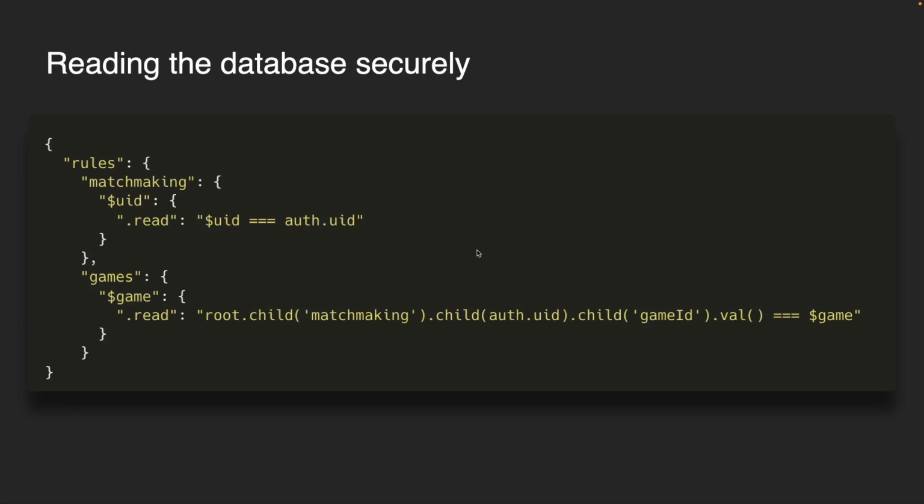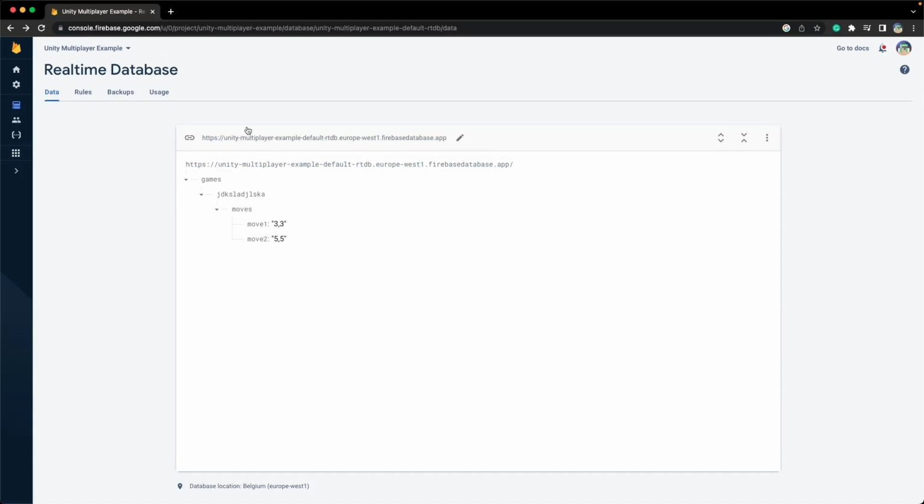And then in the database, we have two main nodes. We have the matchmaking, which is the queue, and we have the games node. So we are writing a read rule for both of these nodes. The read is only going to be allowed under certain conditions. If you are in the matchmaking node, then you need to be authenticated as that user ID if you want to read the data underneath that user ID. What does this mean? I can show you right now.